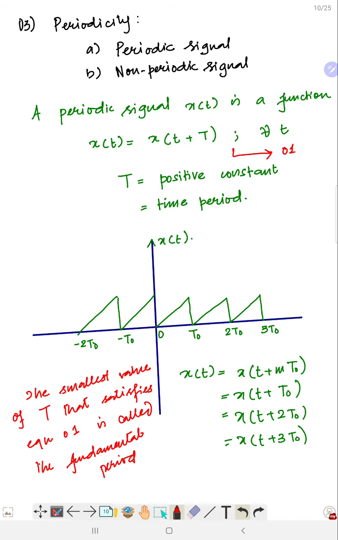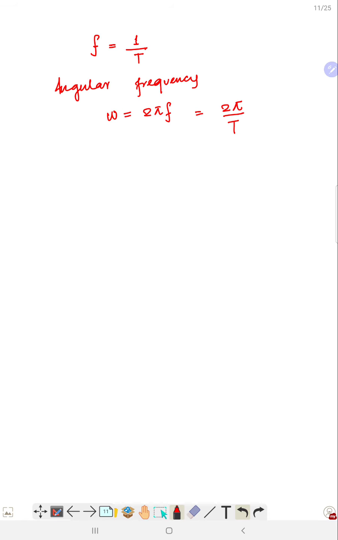So these are a few things associated with the periodic signal. It will have the time period, and if this time period is the smallest value that satisfies the relationship, we call it the fundamental period. Then the inverse of this fundamental period is your fundamental frequency, and you can also express it in terms of what you call the angular frequency. And in case this relation is not satisfied, I mean, you are not able to find any value of T for which your signal x of t repeats, we simply say it is a non-periodic signal.